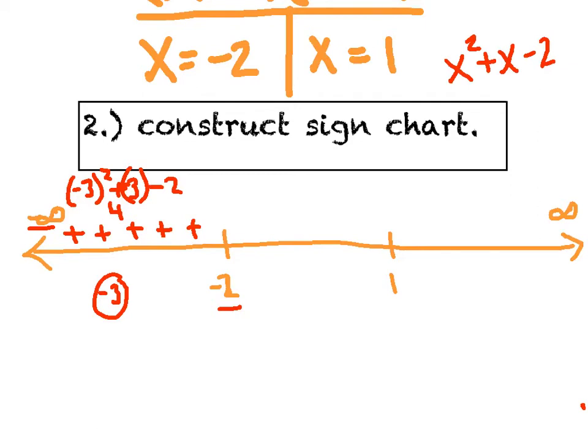Moving on to our second interval that starts with negative 2 and ends with positive 1, the friendliest number that falls within that interval is a 0. That's my new test point, and I'm going to substitute the 0 into the original equation.